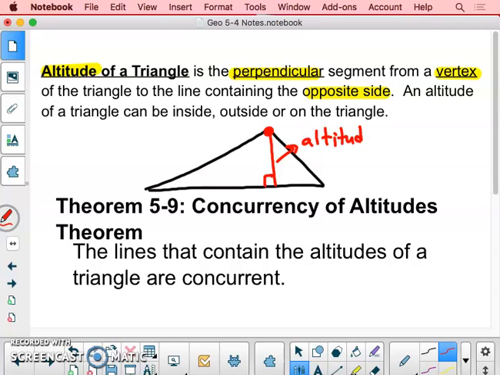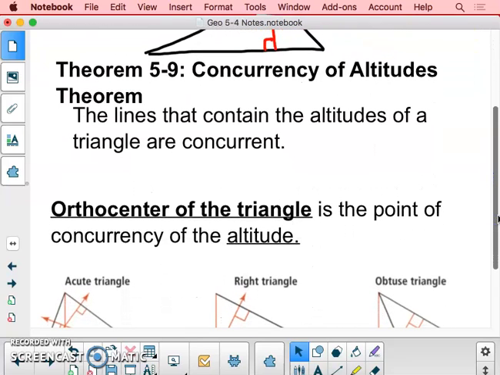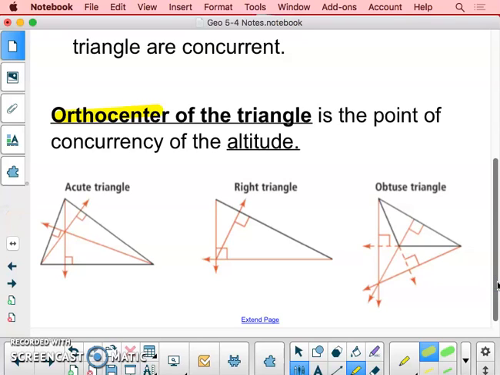It could be inside the triangle, it could be outside the triangle. It depends on what exactly is going on at that instant. Each vertex has an altitude or a height that you can draw from it. We know that altitudes are concurrent, which means if you draw all three in, the lines that contain the altitudes of the triangle will always run into each other at some point. That point is called the orthocenter. It's where the altitudes run into each other.